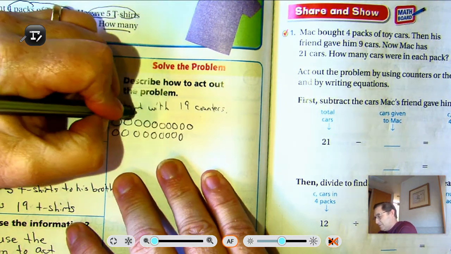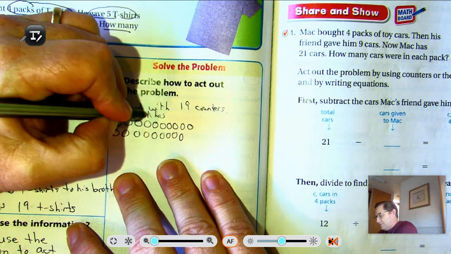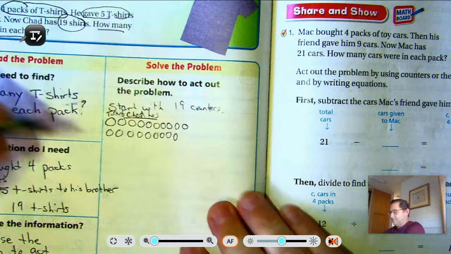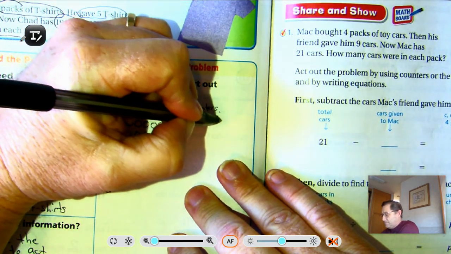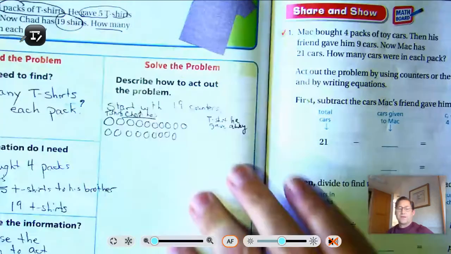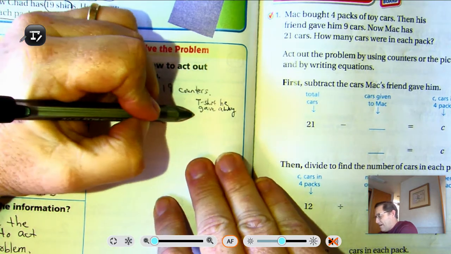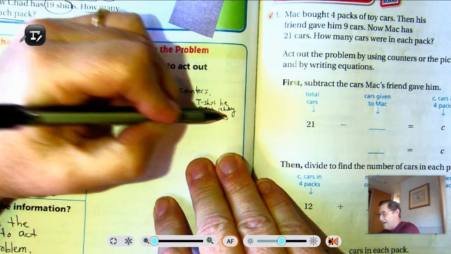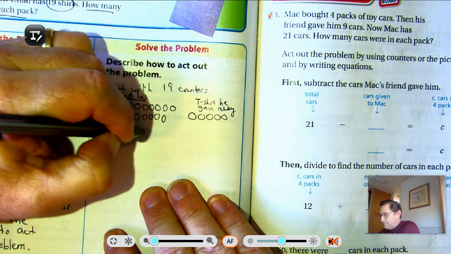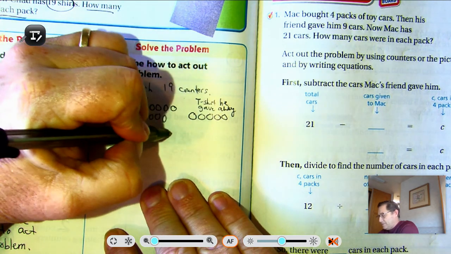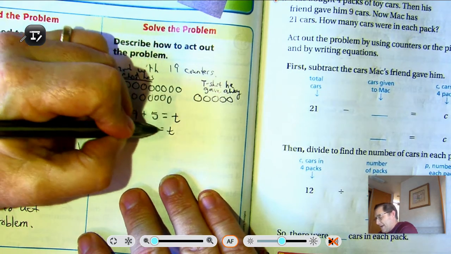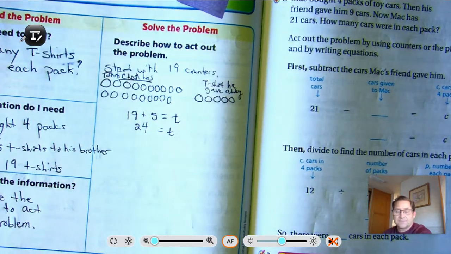So Chad has t-shirts. Chad has t-shirts he gave away. So how many t-shirts did he give away? He gave away 5. 1, 2, 3, 4, 5. So 19 plus 5 equals, we'll say T, the total number of t-shirts. So he had 24 t-shirts.